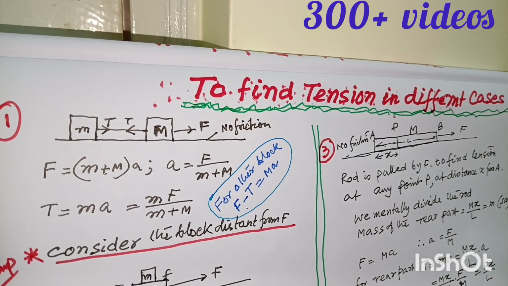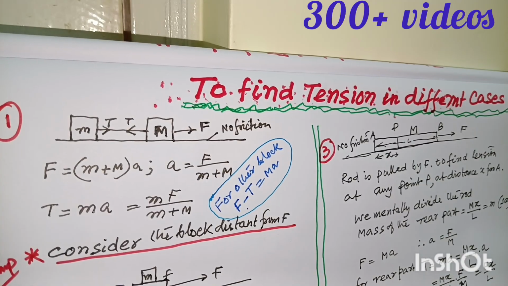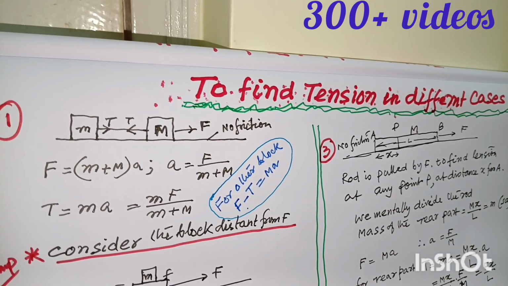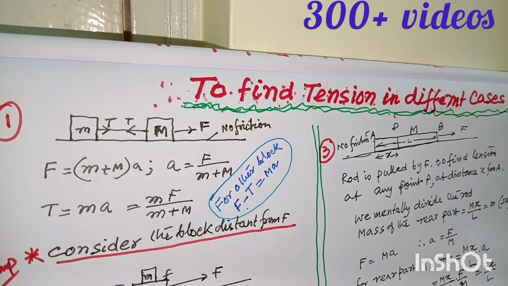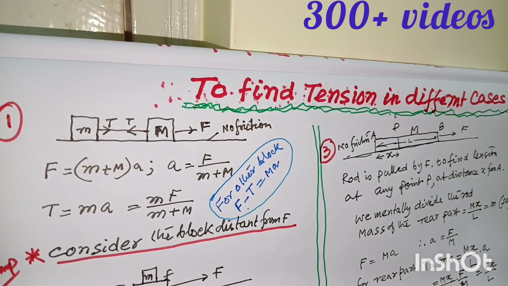In the second equation, we can either take capital M individually or take small m individually. But I have taken small m. Why? You see, if I take capital M, we have to use two forces: one F in the front direction, another T in the back direction. So in that case, the equation will be a bit lengthier. So what we do, we take the mass which is further away from the external force. That means we take small m.